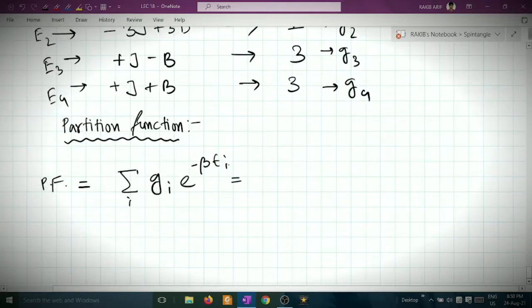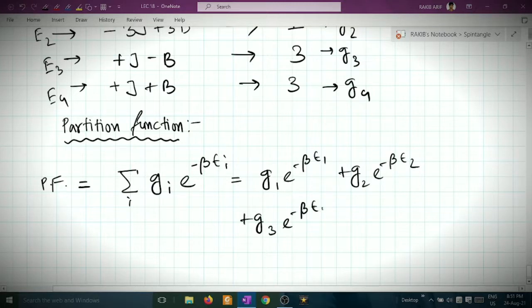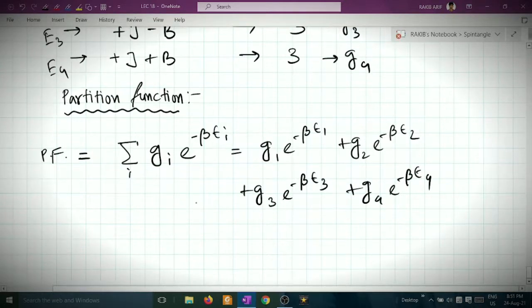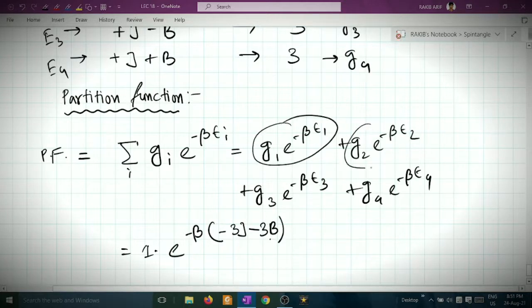So expanding this: g1 e to the power minus beta E1 plus g2 e to the power minus beta E2 plus g3 e to the power minus beta E3 and g4 e to the power minus beta E4. So put these values. What is our g1? g1 is 1. E1 is minus 3j minus 3b.